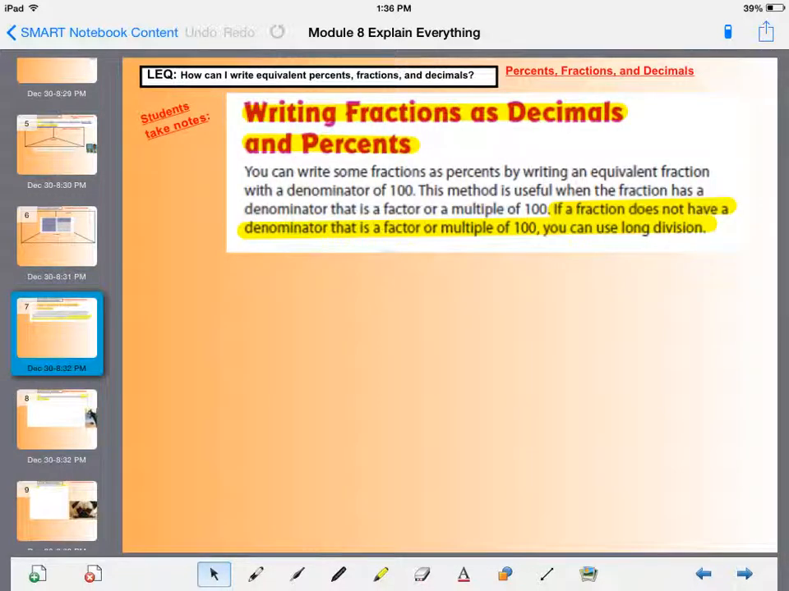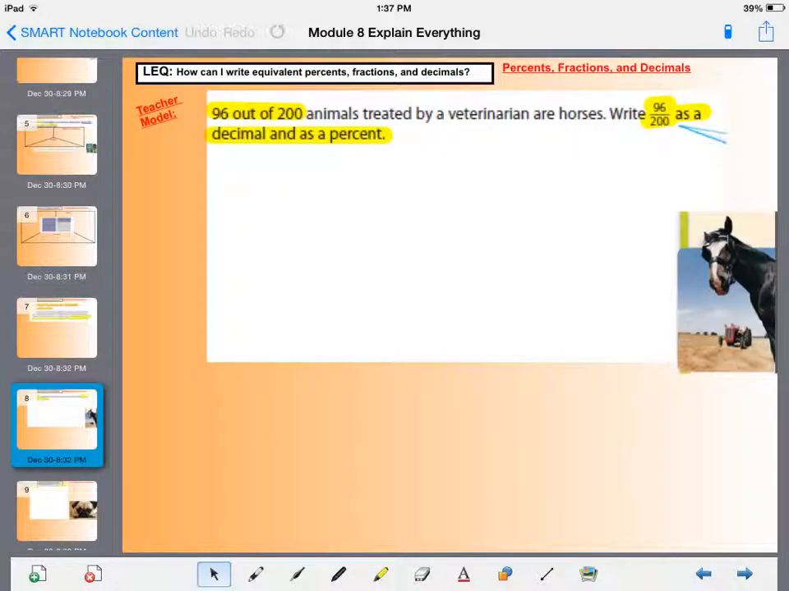What happens when we have to write a fraction and convert it into a percent, but the fraction does not have a denominator that's a factor or multiple of 100? In this case, we would have to use long division, and we're going to see an example of that in a couple of slides. So let's take a look at this example. We have 96 out of 200 animals treated by a vet that are horses, and they're asking us to write 96 over 200 as a decimal and as a percent.